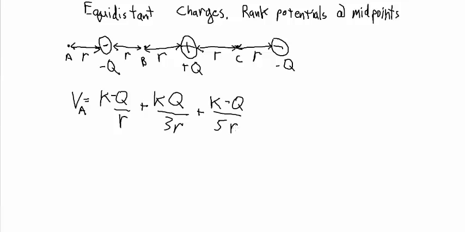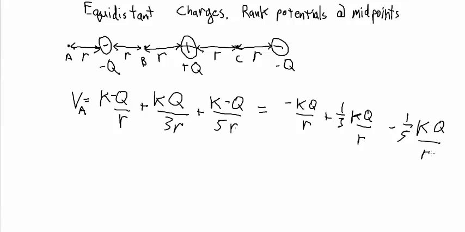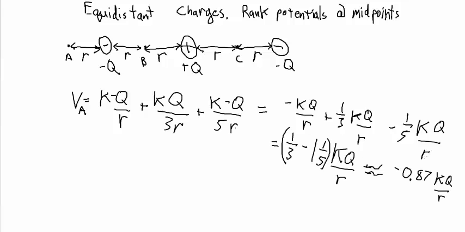And we don't even need to know what the values of kq and r are, because we're just comparing the potentials at these points. So wherever you have more kq over r's, that's your higher potential point. So I just rewrote this so we can better count up our kq over r's. So whatever k and q and r are, at point A you got negative 0.87 of them. So now we just have to compare it at point B and C.